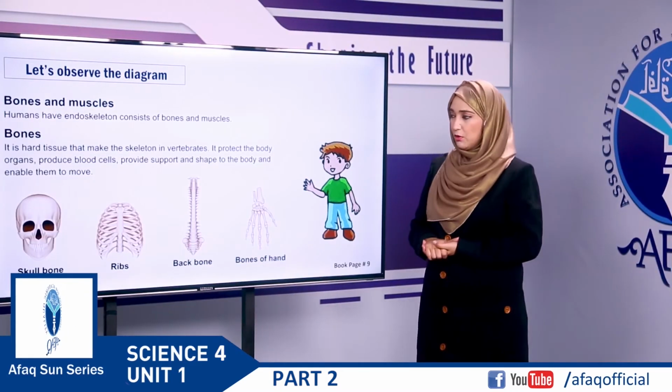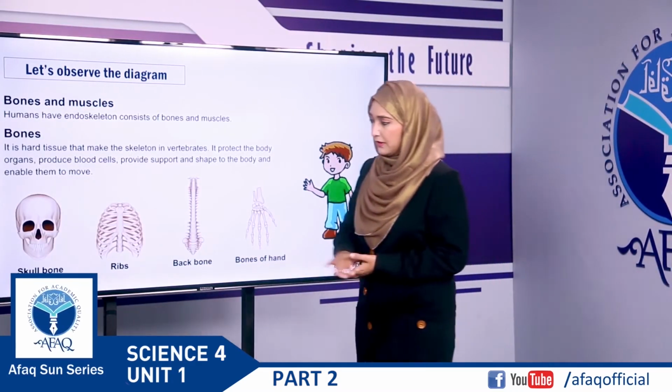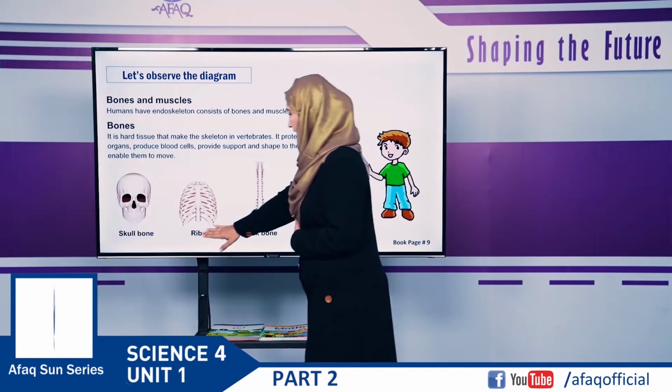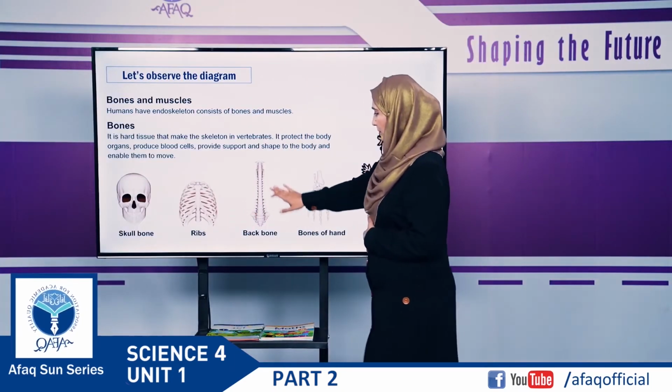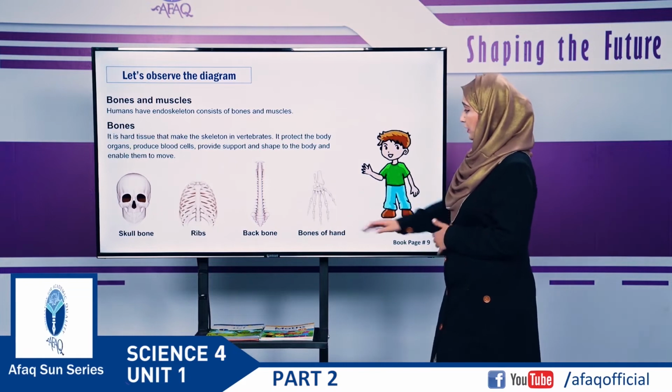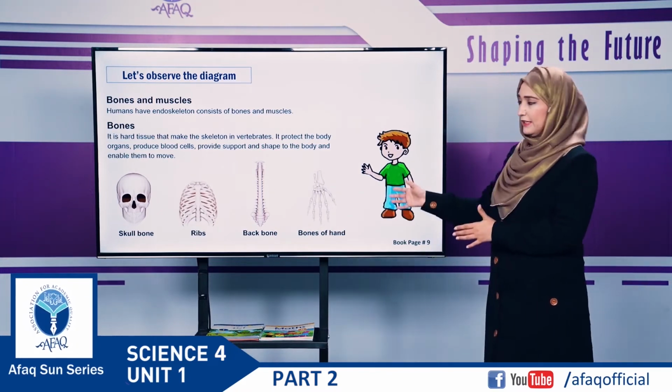Here some pictures of bones are given. Look at them. This is a skull bone, these are ribs, this is your backbone, and these are the bones of your hand. They look like this.